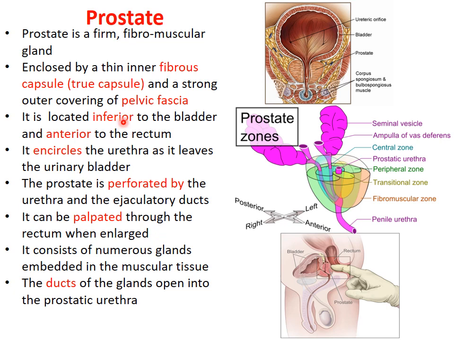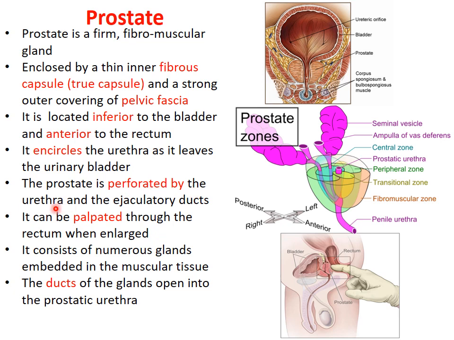It is located inferior to the bladder and anterior to the rectum. In the lateral section, you can see this is the prostate gland. This is below the urinary bladder, and where the finger is going, this is the rectum in the males, right? There is no uterus or vagina in the males, so it is not shown. So urinary bladder and rectum. So it is anterior to the rectum and posterior and inferior to the urinary bladder.